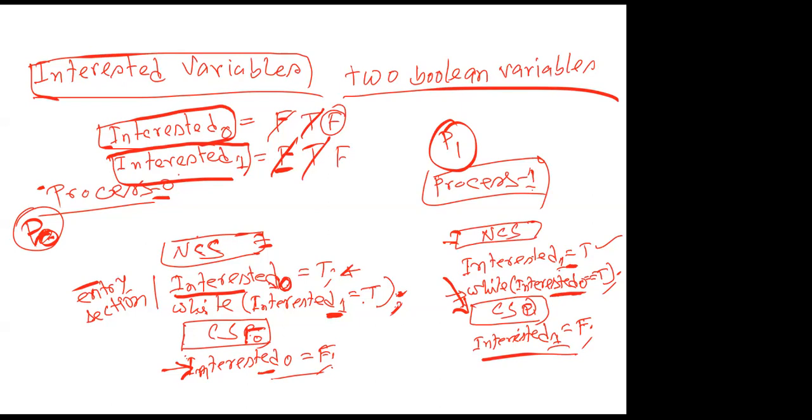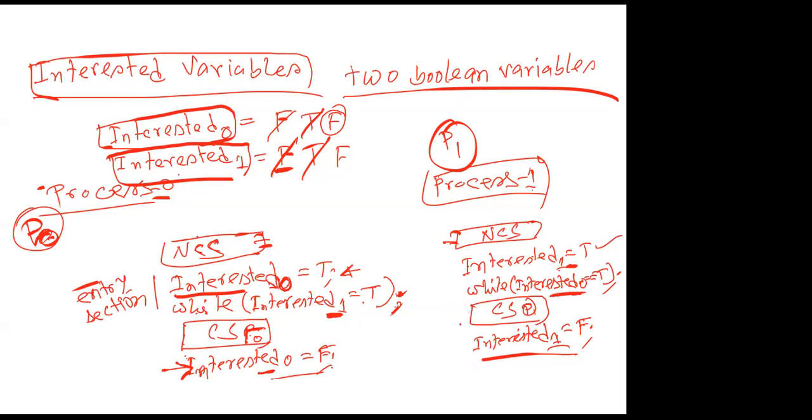Now let's check whether these variables can actually satisfy or guarantee mutual exclusion or not. Mutual exclusion means that at a given time two processes cannot be inside this critical section. Two processes cannot be inside this critical section. Let's check these things.